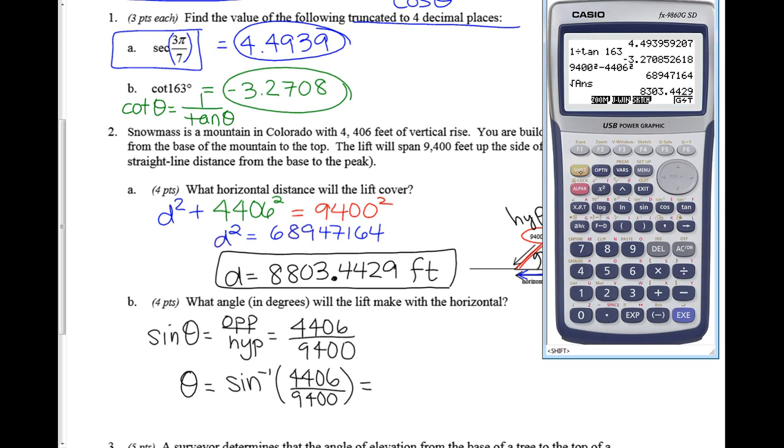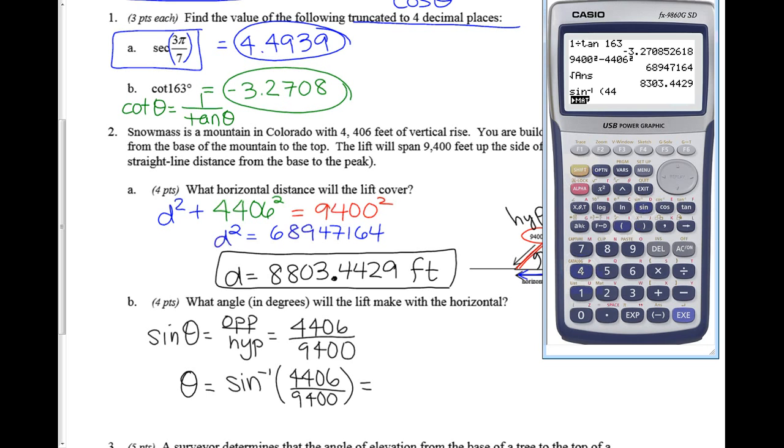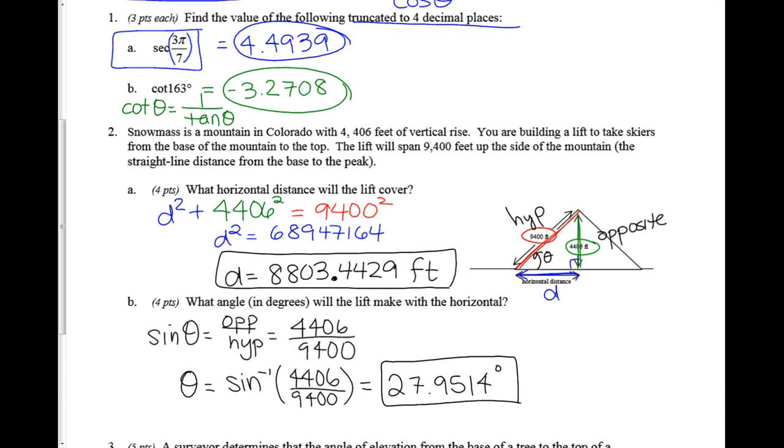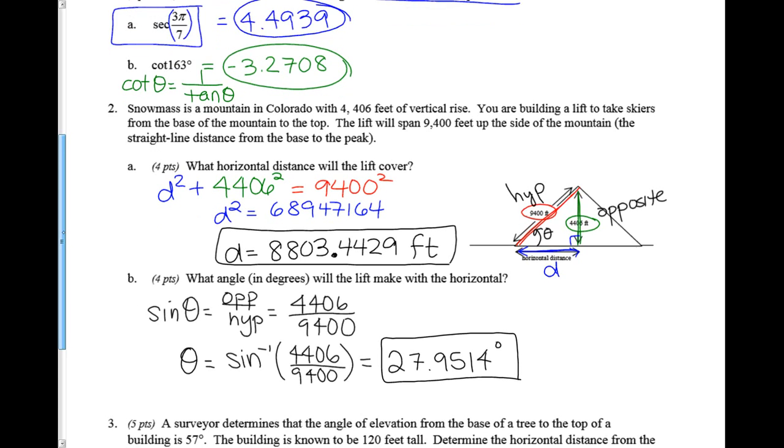I need the inverse sine, which is the shift key and then the sine. And then I need to be sure that this is in parentheses. If you have a TI, the parenthesis pops up. If it has Casio, you type it. And we hit enter, and our angle is 27.9514 degrees. Remember that degrees are a unit of measure, and I need to put that little degree symbol there, or it would imply that my units were radians.